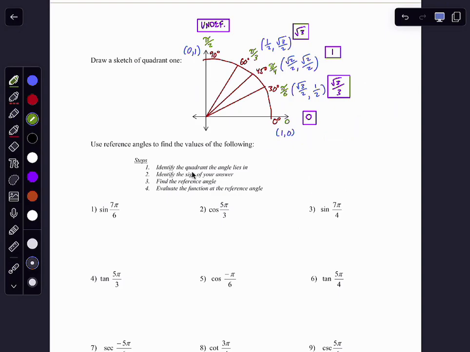So it says step 1, identify the quadrant the angle lies in. So you would need to know what quadrant 7 pi over 6 is in. What quadrant is 7 pi over 6? 3, okay? You can just go like this: 1/6, 2/6, 3/6, 4/6, 5/6, 6/6 is pi, 7/6 is quadrant 3. Some people will know instantly it's quadrant 3. Some people will need to trace it out, but it's in quadrant 3. Is sign positive or negative in quadrant 3?